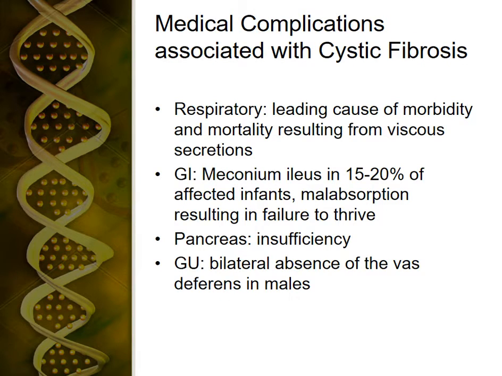Medical complications associated with cystic fibrosis include respiratory complications leading to mortality and morbidity because of viscous secretions. Gastrointestinal complications: meconium ileus is present in 15 to 20% of infants. Malabsorption also occurs, which results in failure to thrive, and these can actually be the earliest signs of cystic fibrosis. There's pancreatic insufficiency, which actually leads to the malabsorption, and genitourinary bilateral absence of the vas deferens in males that results in infertility.